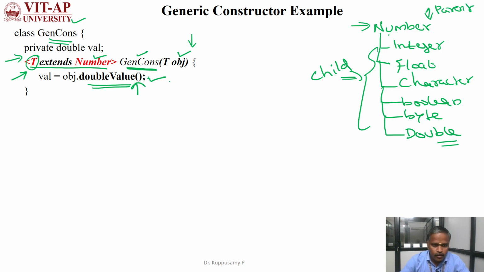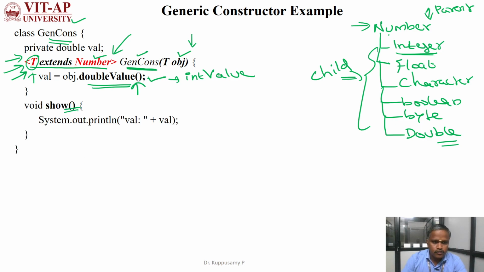Now suppose you are using an int value here, then automatically this T is acting as an integer data type variable. So that is the thing here. You are going to use this type of declaration, T extends Number. Number is the parent, then any child class can be used as a type variable. Now I am using the show method, which just displays the value we are storing in this context.